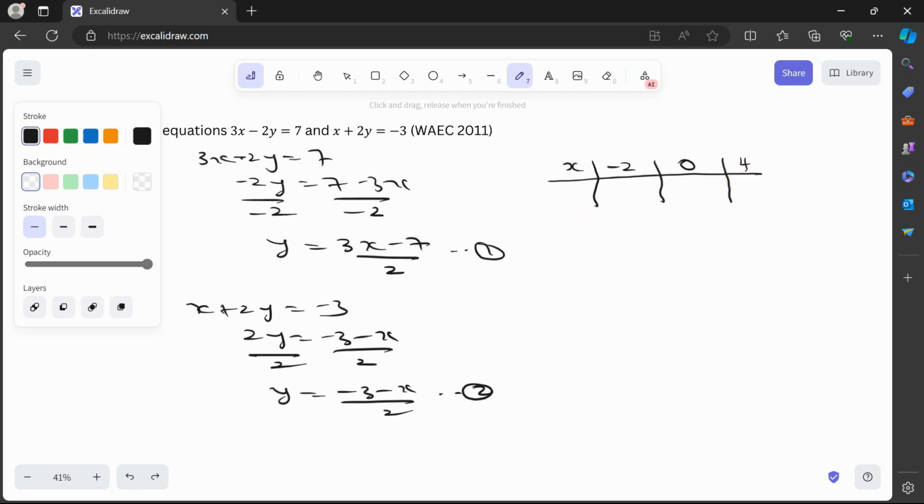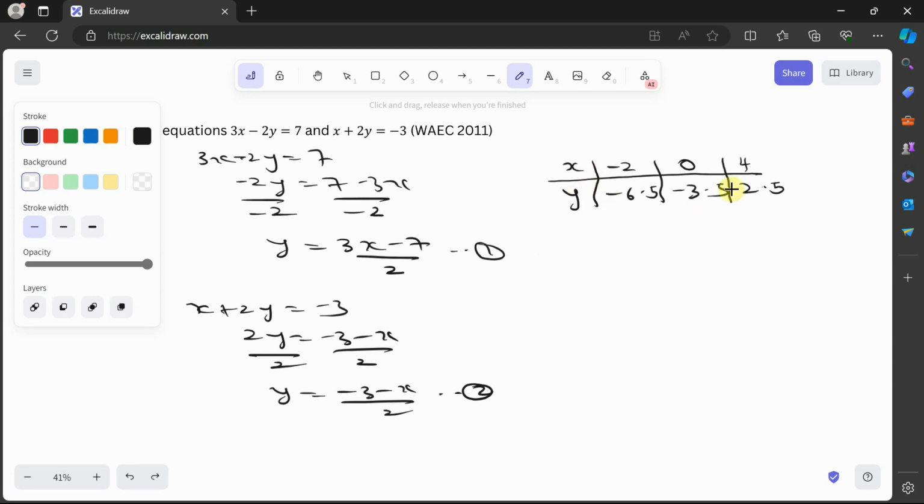So when x is equal to minus 2, that would be 3 times minus 2. I'm solving for this first equation. 3 times minus 2 minus 7 divided by 2, that is minus 6.5. So y here is minus 6.5. When x is equal to 0, what is y? y is equal to minus 3.5. And then when x is equal to 4, what is y? y is equal to 2.5. Just pick numbers that give you y values that you can easily find on the graph. Don't go and pick one that will say minus 6.15 or minus 6.039. No, pick something that will give you values that are easily pickable on the graph.